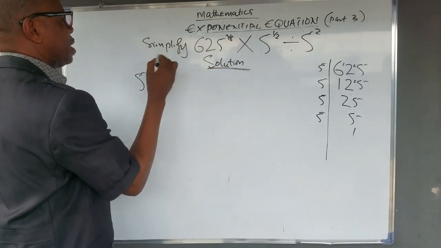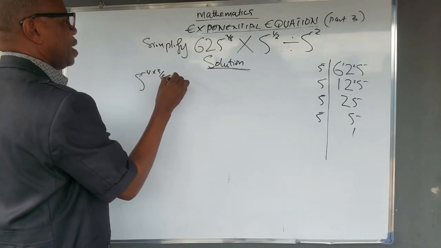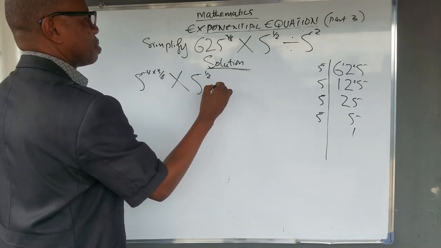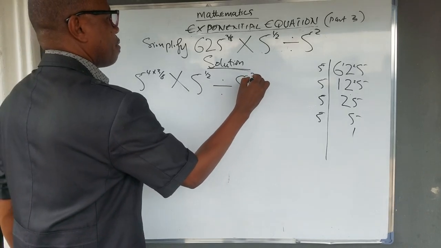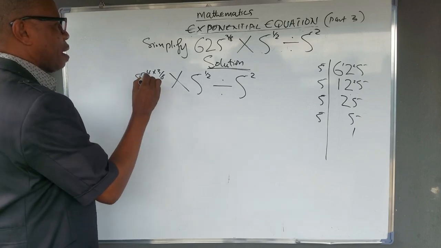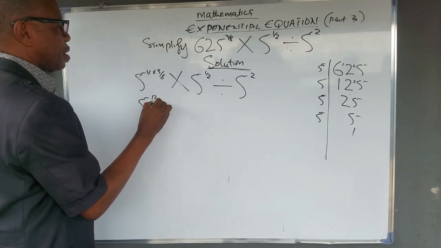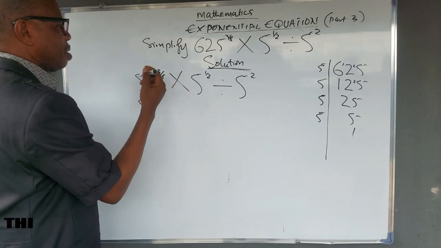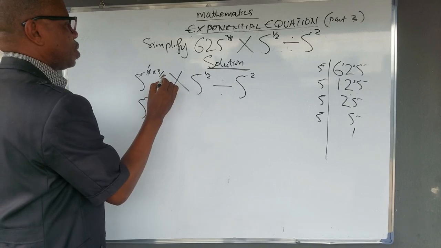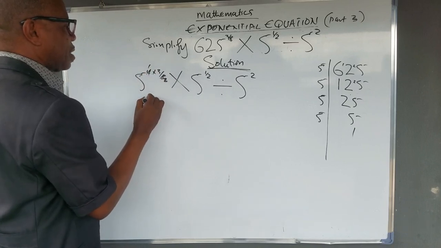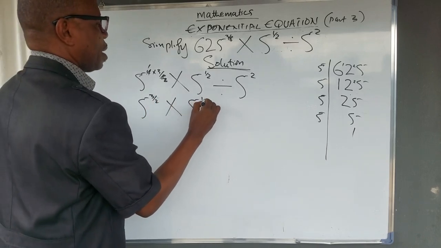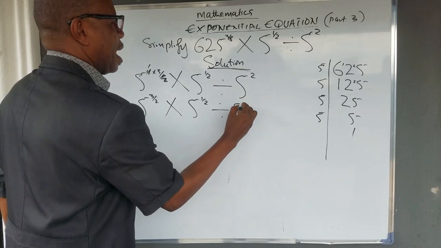But we have 3 over 8. That means 5 raised to the power 4 times 3 over 8, times 5 raised to the power 1 over 2 divided by 5 raised to the power 2. Or, let me not go to that. Let me just cancel it out. 4 divided by 8 is 2. So we have 5 raised to the power 3 over 2 times 5 raised to the power 1 over 2 divided by 5 raised to the power 2.